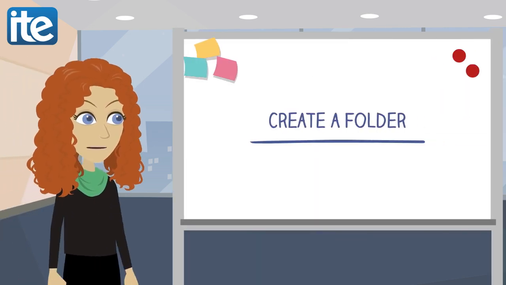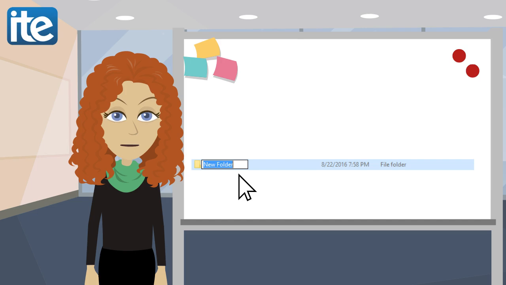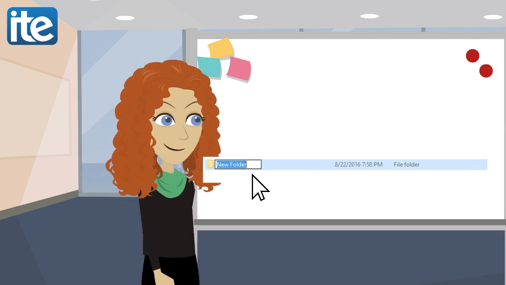How do I create a folder? Right-click in an empty space in the place which you would like to create a folder. This can be the desktop or even within another folder. Hover over New and select Folder. Type in the name for your new folder. After you have the name you want, press Enter on your keyboard.